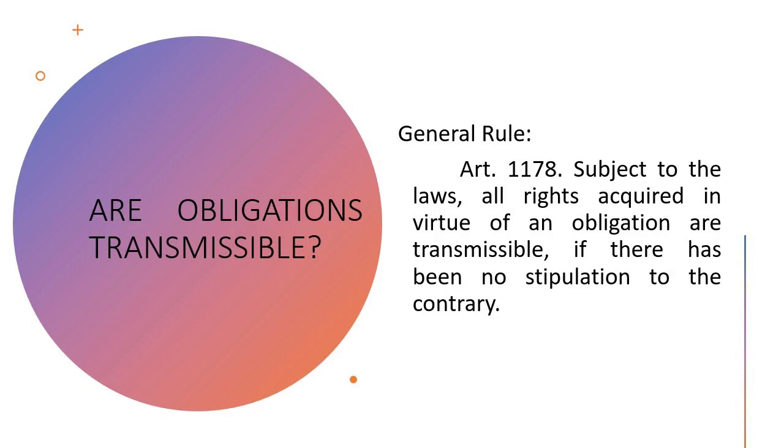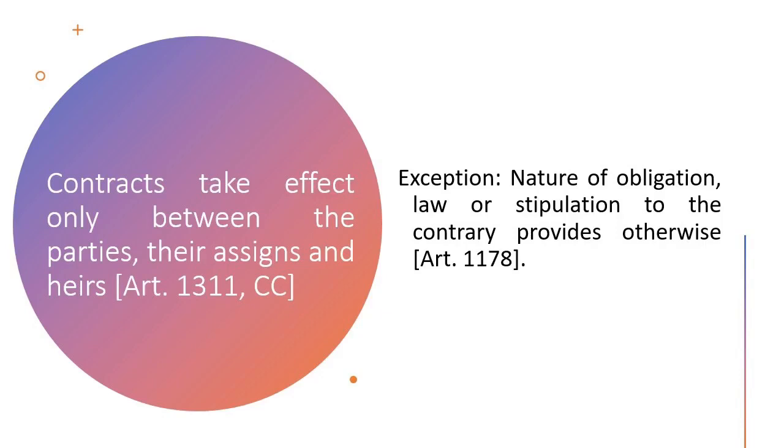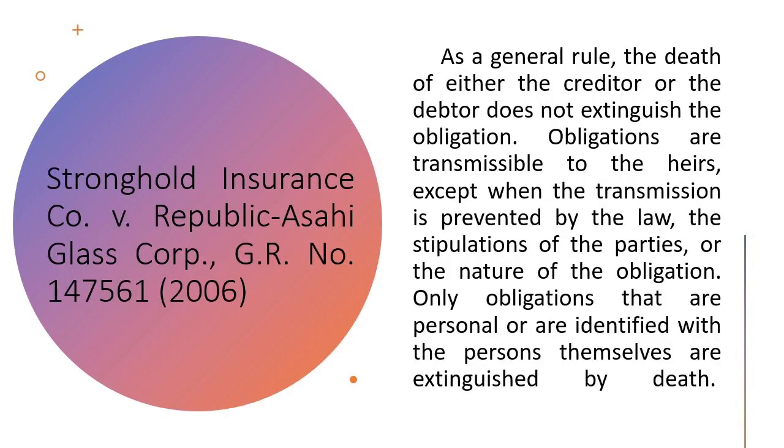Question: are obligations transmissible? The general rule is found in Article 1178. Subject to the laws, all rights acquired in virtue of an obligation are transmissible if there has been no stipulation to the contrary. Contracts take effect only between the parties, their assigns, and heirs. Exception: the nature of the obligation, law, or stipulation to the contrary provides otherwise.